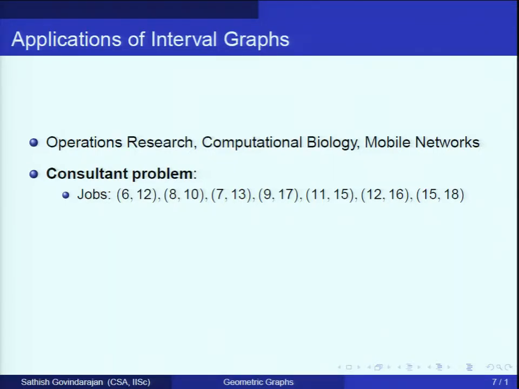Is the problem definition clear? Okay. So you have to choose the maximum number of jobs, and the jobs should obviously be non-conflicting. Let me clarify the point which was asked earlier. If two jobs coincide at an endpoint, let's say the job 11 to 15 and 15 to 18, I don't consider them as conflicting. I can take up the 11 to 15 job as well as 15 to 18.